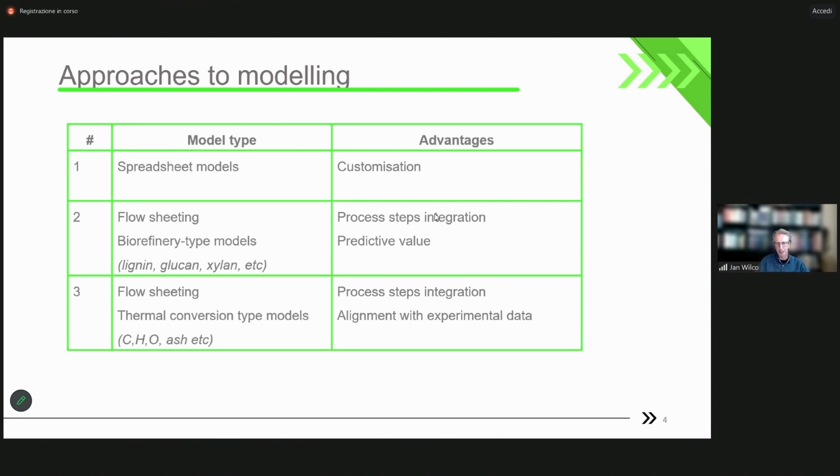But the type of analysis we did in the project doesn't really align with that. And therefore, we chose the third option. That's the flow sheeting approach with thermal conversion type models. And there we characterize our flows in terms of carbon content, hydrogen content, oxygen, ash, etc. And these align directly with our experiments. And so you have the process integration option, and you have a direct connection with the experimental work.